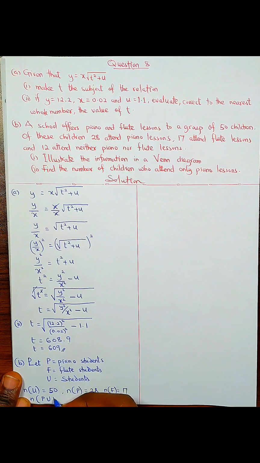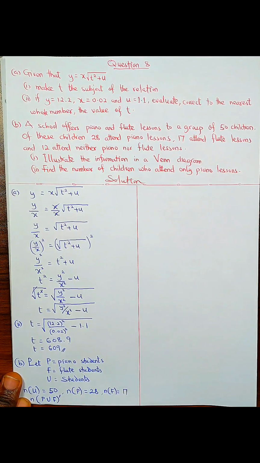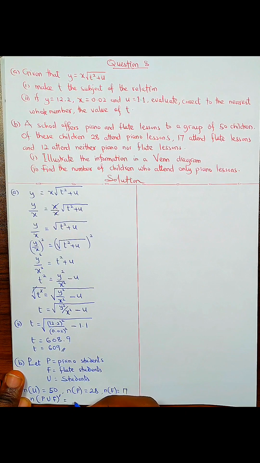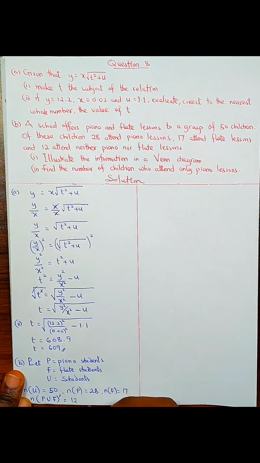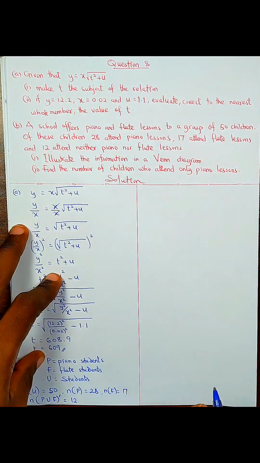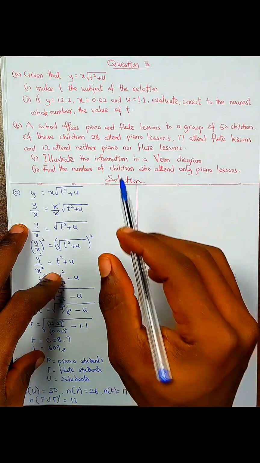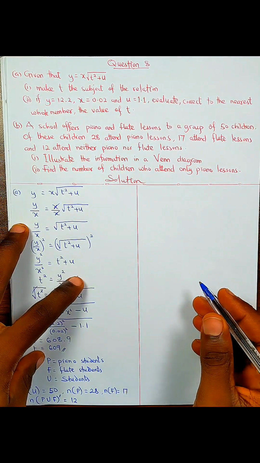So piano union flute means people who study piano and flute together. But we are saying that the complement, that is people who do not fall in the piano and flute when you combine them, so these are the neither group. So they are how many? 12. So in order to draw a Venn diagram, this is a two-set Venn diagram, or two circles, because it involves only the piano and the flute.